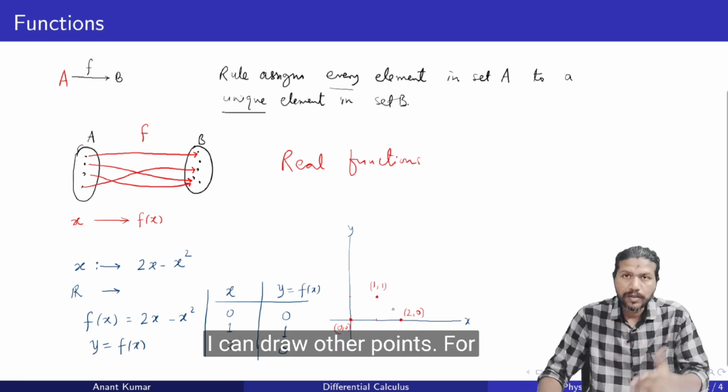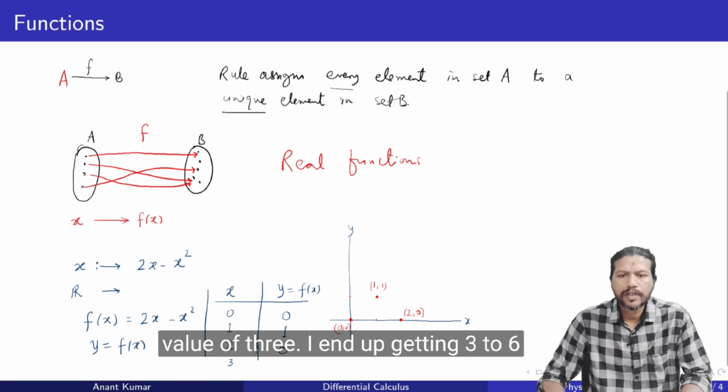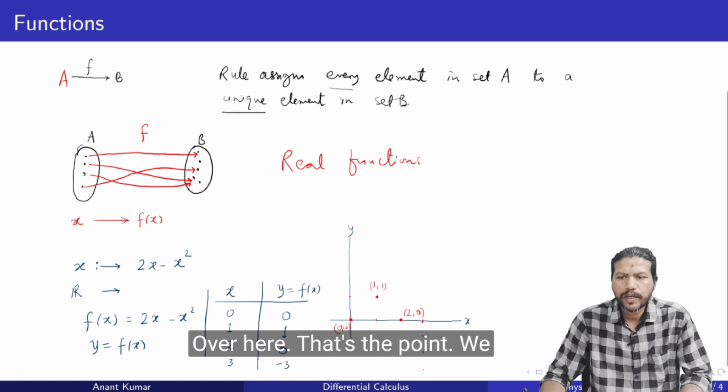I can draw other points. For example, if I take x equal to 3 in this case, with that value of 3, I end up getting 3 to the 6 and minus 9, which is minus 3. So at x equal to 3, we end up getting a value of minus 3, which will be a bit down over here. That's the point we have.